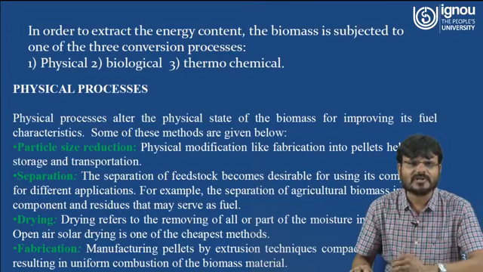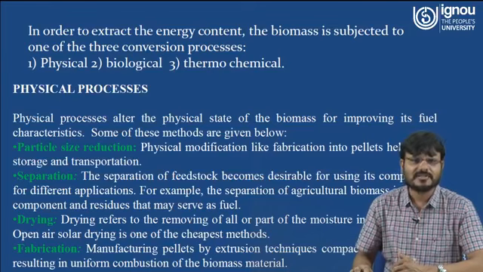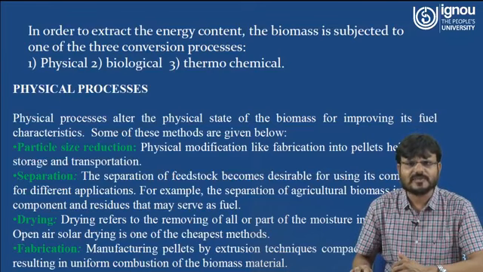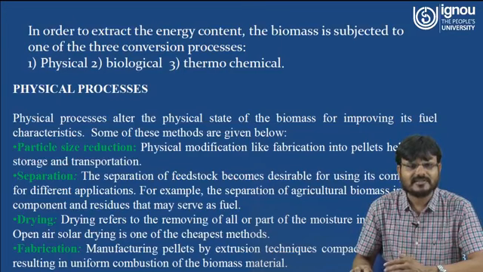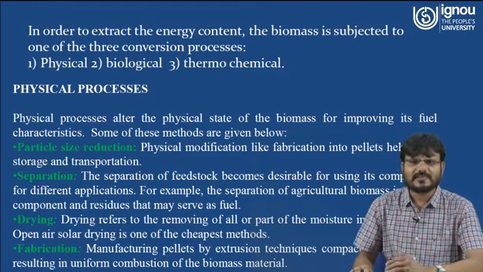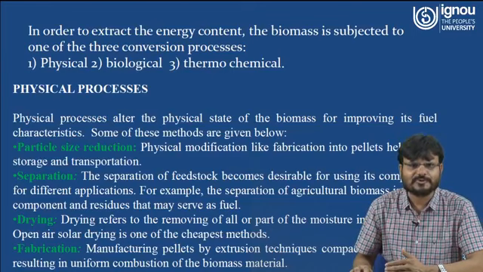Now we have to understand what happens in the physical process. The physical process alters the physical state of biomass for improving its fuel characteristics, and some of these methods are particle size reduction, separation, drying, and fabrication. In particle size reduction, physical modification like fabrication into pellets helps easy storage and transportation. The separation of feedstock becomes desirable for using its components for different applications. For example, the separation of agricultural biomass into food component and residues, which may be used as a fuel.